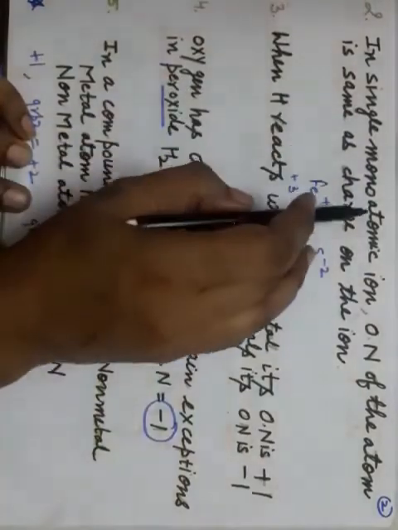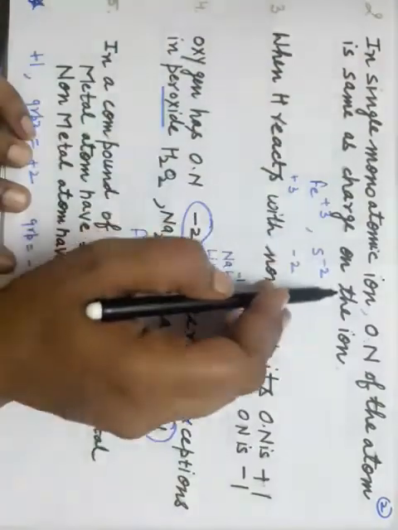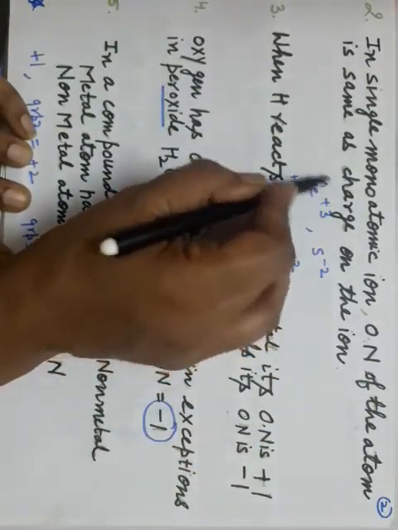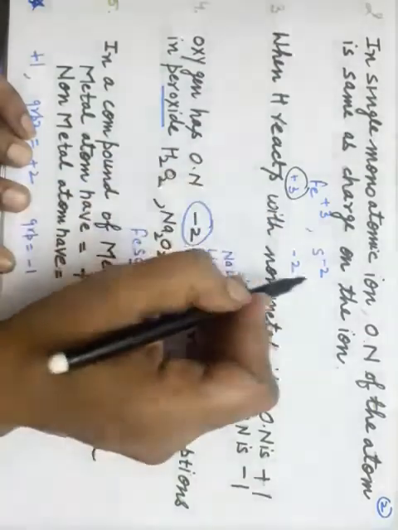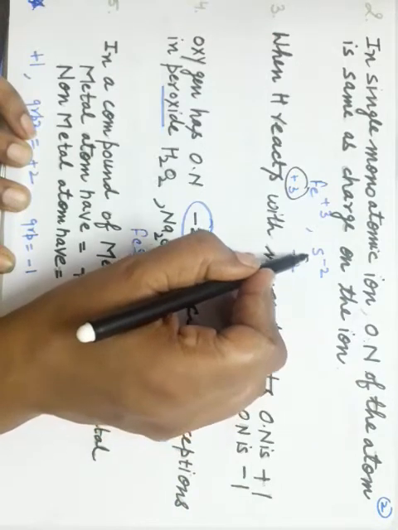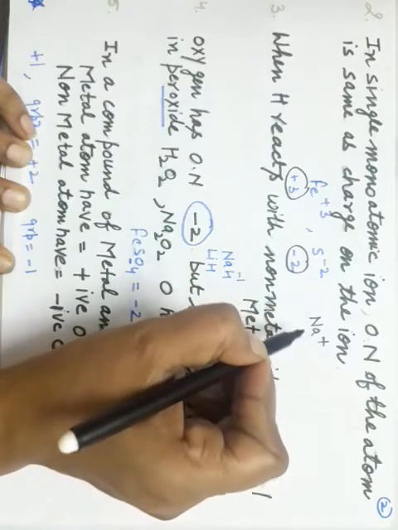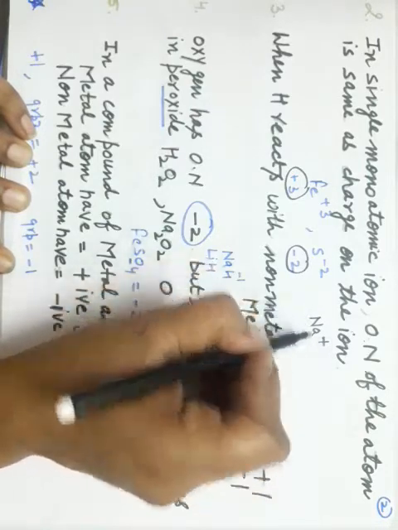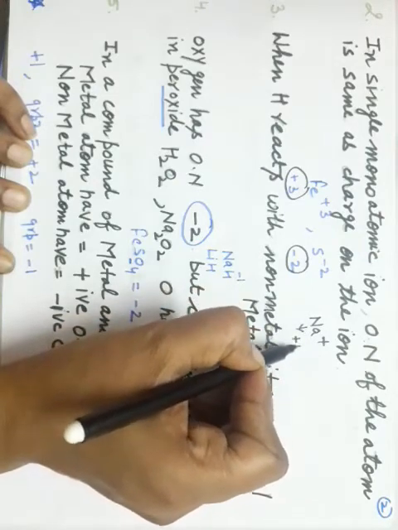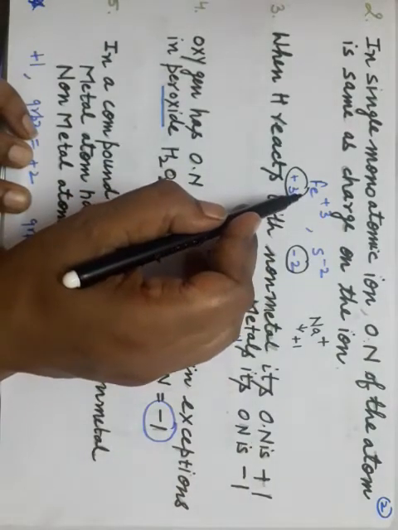In a single monoatomic ion, the oxidation number of an atom is the same as the charge on the ion. See, iron, Fe3+, means the oxidation number of iron is 3. In S2-, the oxidation state of sulfur is -2. If it is written like this, Na+, that sodium is present in ionic form, and at that condition it has oxidation number +1. That means the charge present on the element is its oxidation state.